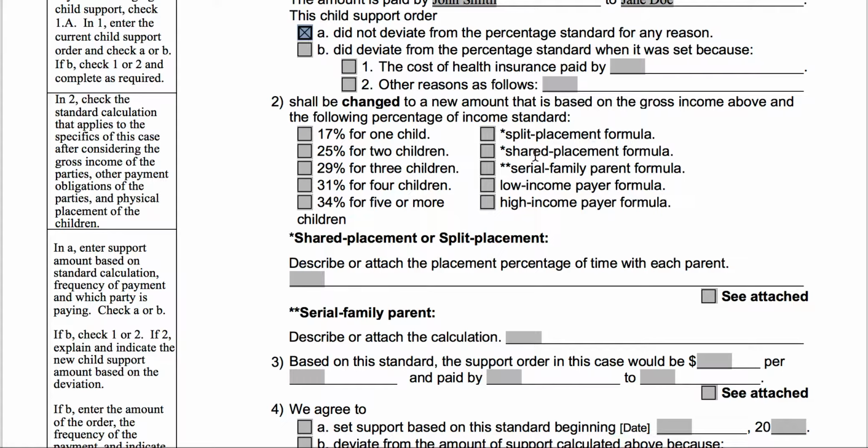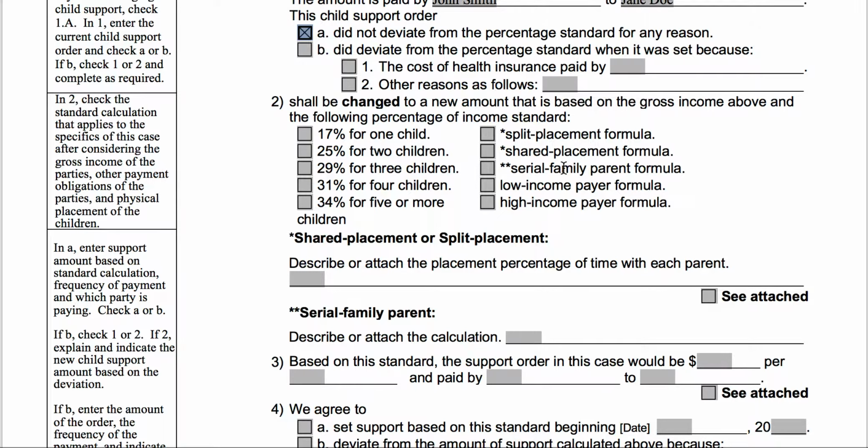Shared placement comes up when the person with less time has at least 92 overnights in a year. And I know that's kind of a confusing standard, but that's the one they use. So if the person who has less time has at least 92 overnights in a year, shared placement.